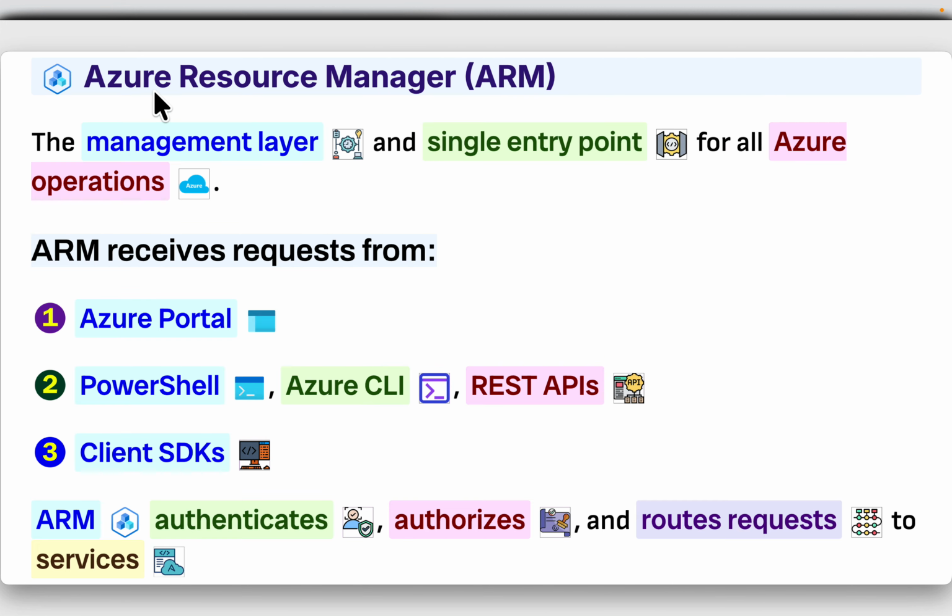Next is the Azure Resource Manager. This is the management layer and single entry point for all Azure operations. ARM receives requests from Azure Portal, PowerShell, Azure CLI, REST APIs, and client SDKs. ARM authenticates, authorizes, and routes requests to services.